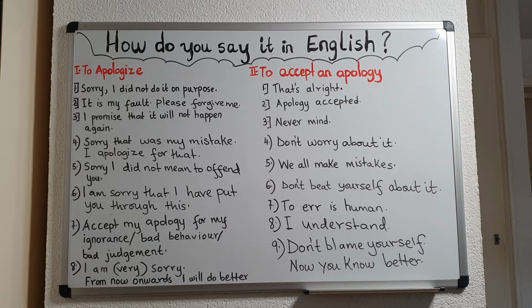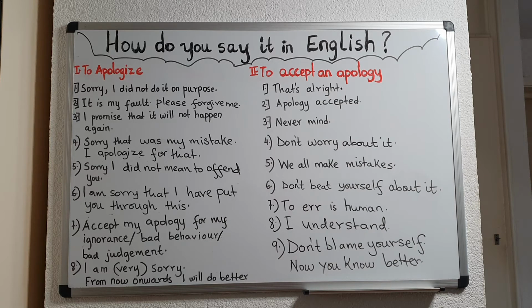So you could say, "Sorry, I did not do it on purpose. I promise that it will not happen again. It is my fault. Please forgive me. I promise that it will not happen again." So you can actually use the 3 phrases together or 2 of them, or you can just use each on its own.